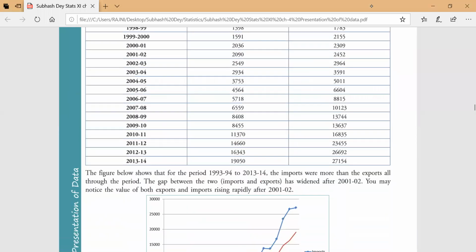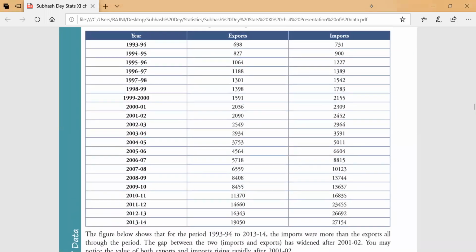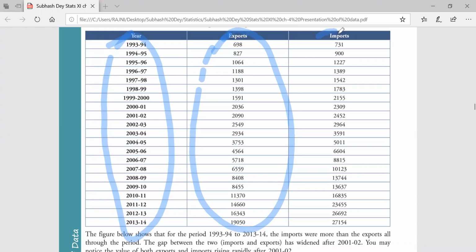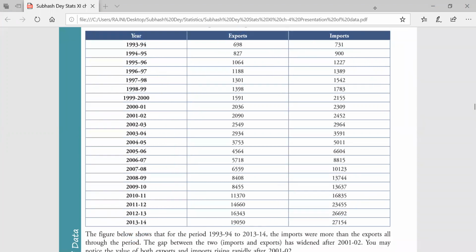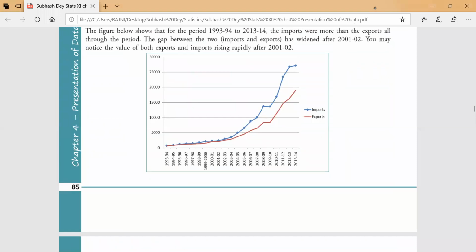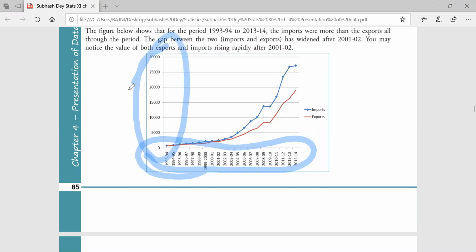Like this. Simply the data is given here. These are the years. Year means the time period which you will have to take as a base. Exports are given, imports are given, and you just have to draw the graph here. On the base side, you will take the years, and on the vertical side, you will take the value of the variable. The blue one represents the imports and the red one represents the exports.